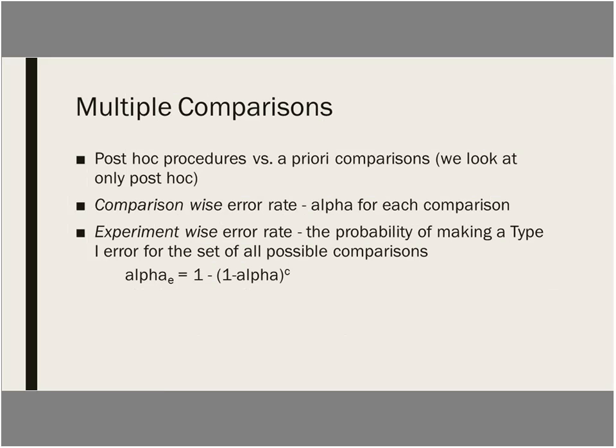So remember the multiple comparison post hoc procedures versus a priori comparisons. We only look at the post hoc. With the comparison, we always worry about the comparison-wise error rate, which is the alpha for each comparison. And then sometimes we worry about the experiment-wise error rate, which is the probability of making a type 1 error for the whole set of possible comparisons.